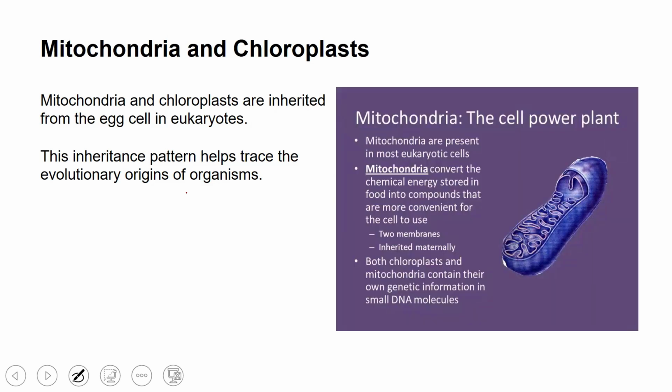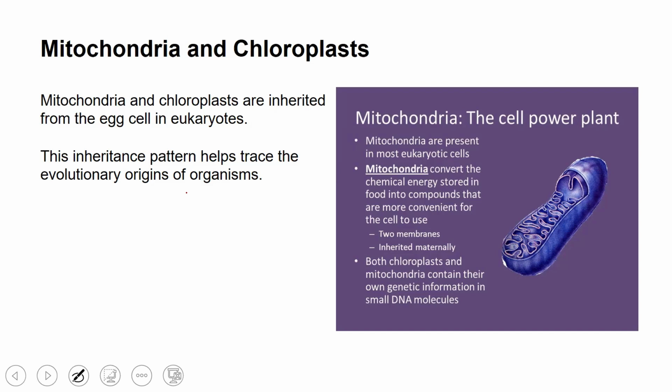So you see, this is the mitochondria, which is the powerhouse of the cell. Mitochondria are present in most eukaryotic cells. Mitochondria convert the chemical energy stored in foods into compounds that are more convenient for cells to use. The mitochondria is a part of the cell that converts chemical energy, like glucose and lipids, into a more convenient form for the cells to use. And the convenient form here is energy, that is the ATP.